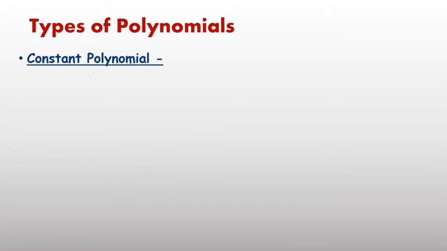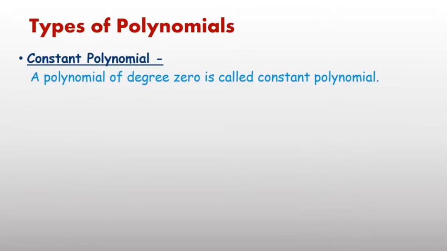Types of polynomial. As a revision, a constant polynomial means a polynomial whose degree is 0. For example, p(x) equals 7, p(x) equals 5. If p(x) equals 7, you can write 7 into x power 0. Since the degree of the polynomial is 0, therefore it is a constant polynomial.